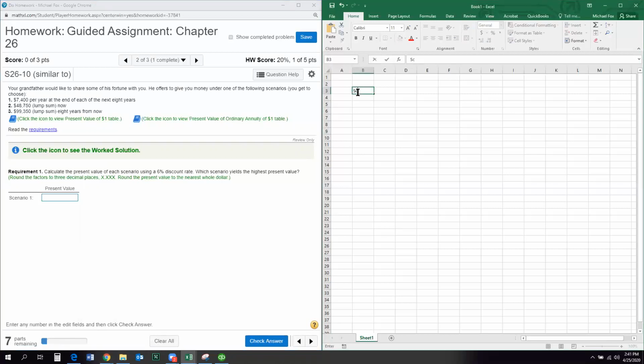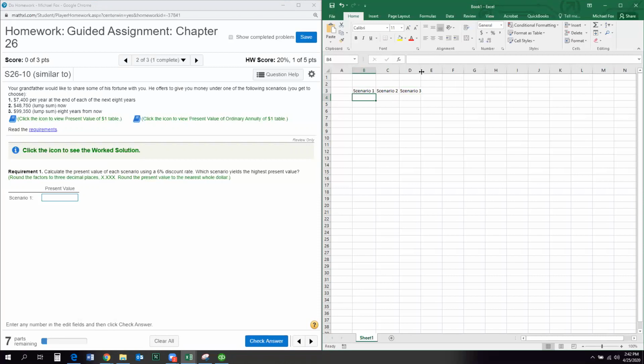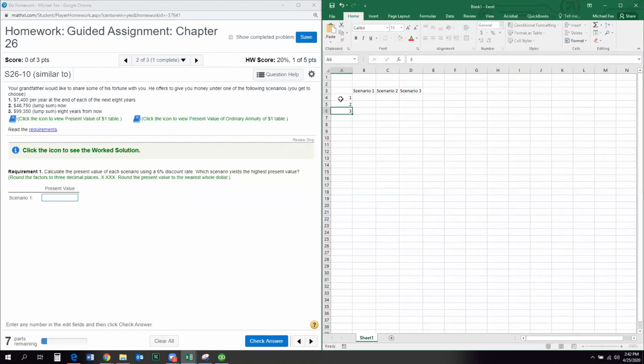scenario 1, scenario 2, and scenario 3. So recognize that these different scenarios, they want us to calculate the present value or the net present value of this money that we're getting. So in essence, at the end of year 1, 2, 3, 4, 5, 6, 7, and 8, scenario 1 will pay us $7,400. So each year for the next 8 years.